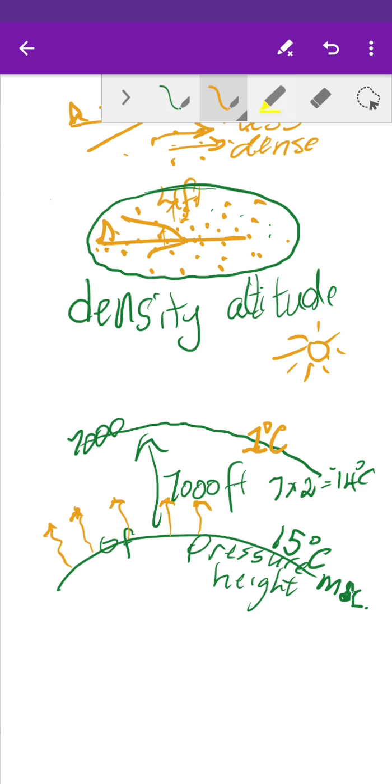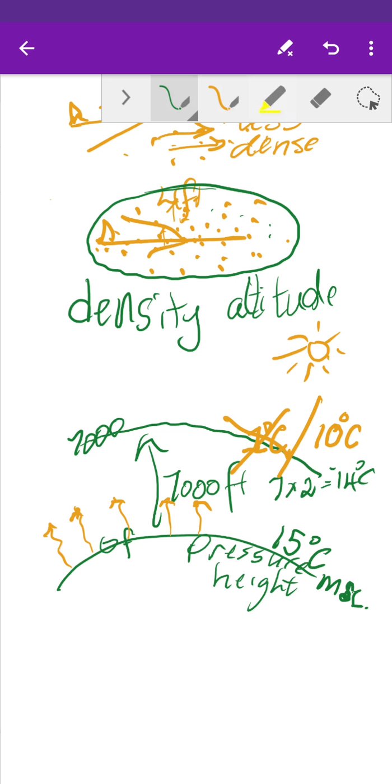Remember, that's a model of a pressure height. Let's say the temperature is really, let's just say 10 degrees Celsius instead of 1 degree Celsius. Not 1 degree Celsius, it's 10. Well, that's 9 degrees warmer.